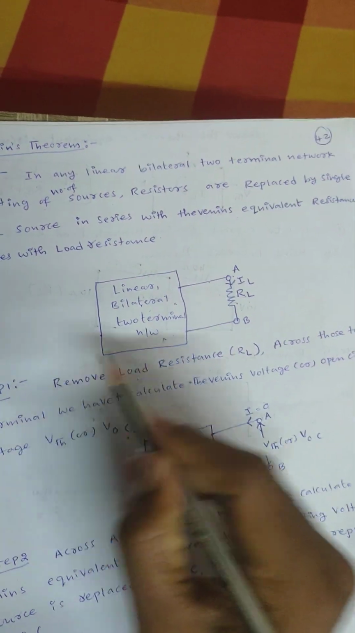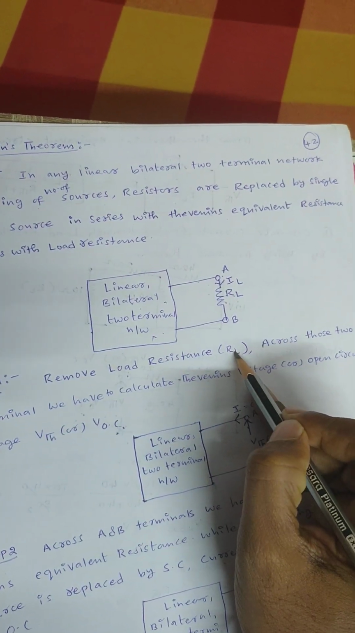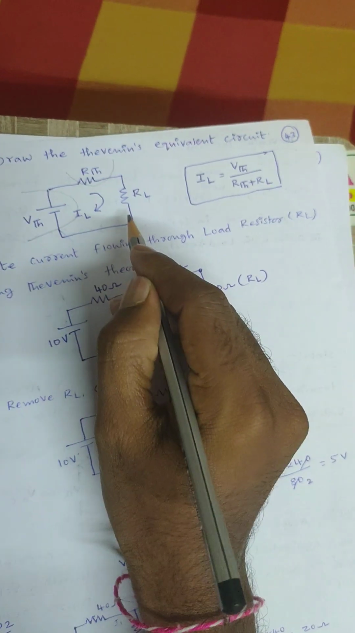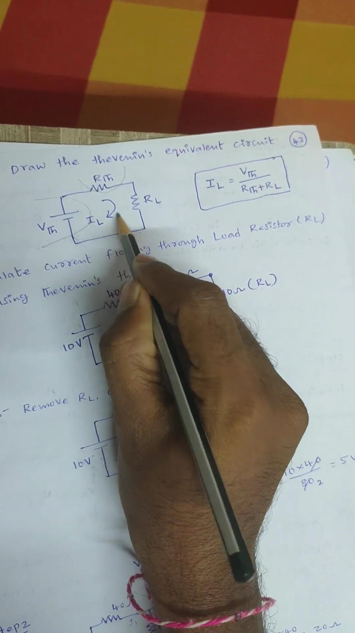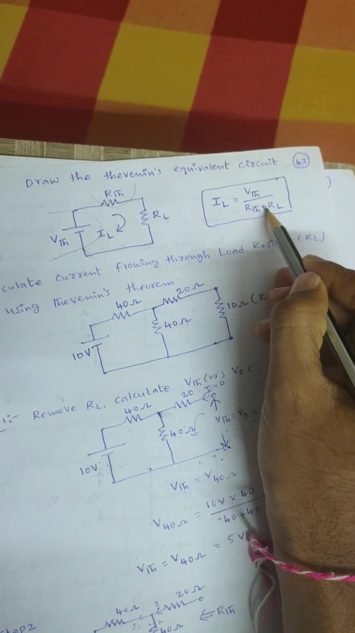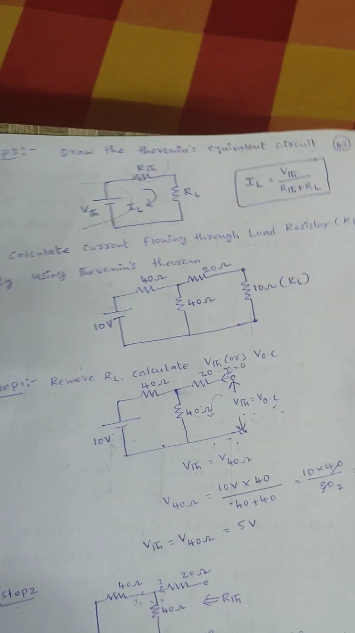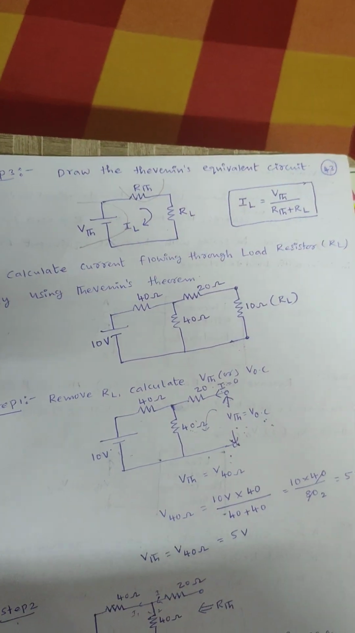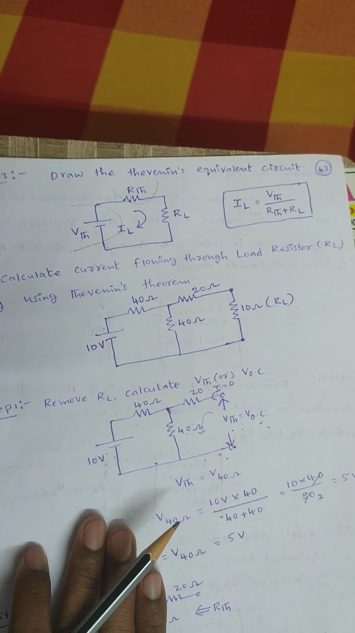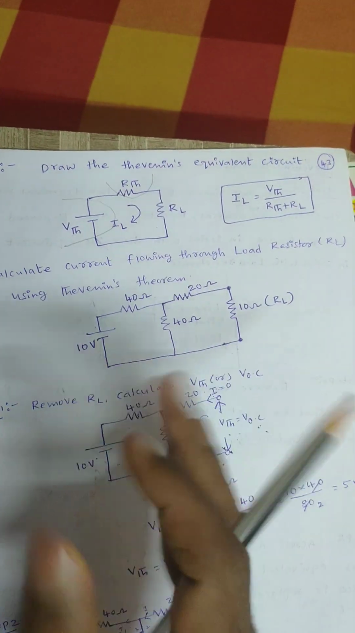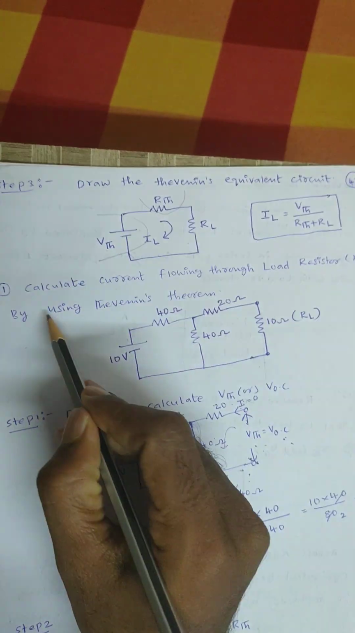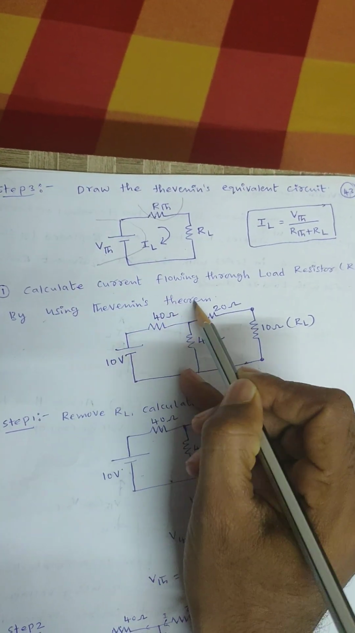In step 1, first we need to remove the load resistance RL. That removed load resistance is replaced here. After that, load current IL is equal to VTH divided by RTH plus RL. That is the description of Thevenin's theorem. Now we will solve one problem, then you will have a clear idea. Calculate the current flowing through load resistance RL by using Thevenin's theorem.